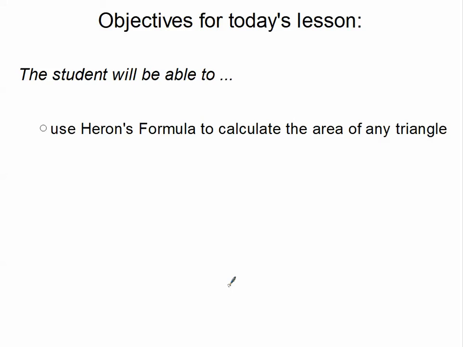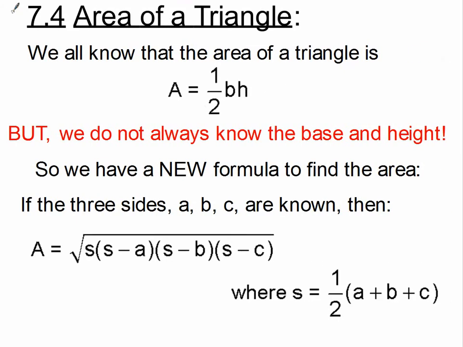Okay, and welcome to our final lesson in Chapter 7. We have one final objective to look at. We will be able to use Heron's formula to calculate the area of any triangle. We are in section 7.4 in our textbook, the final section that we will be studying from this chapter.